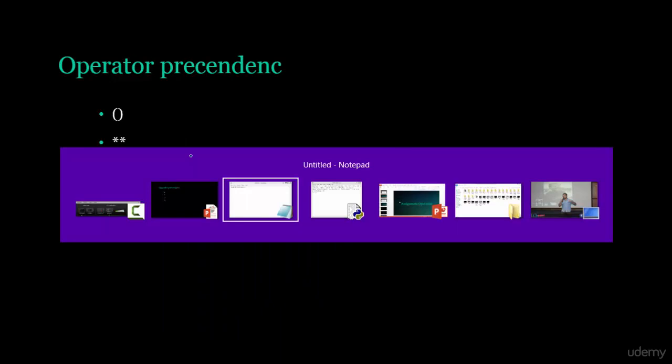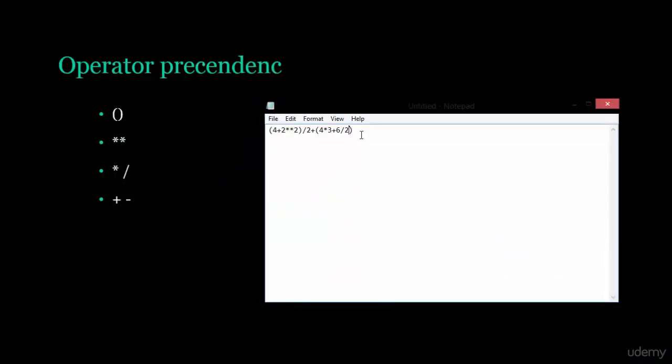Let's go back here. Let's open our notepad file. First, I told you that the parenthesis must be executed first. The first step. Here we have two parentheses. Let's execute these operations here.